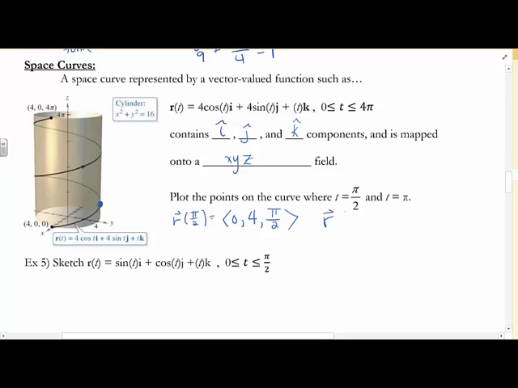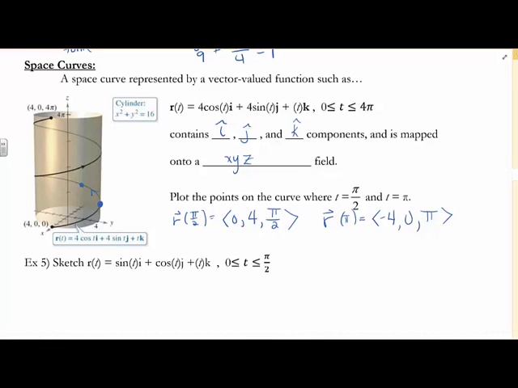And then when t equals pi, r of pi is 4 cos pi, which is going to be negative 4, 4 sine pi, which is 0, and t equals pi is pi. So negative 4, 0, pi is this guy over here in the back. And then an arrow would go in that direction because as t increased, that's where it went. So that's how you draw a helix.